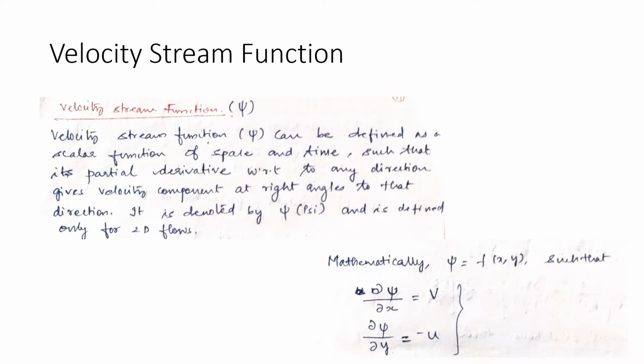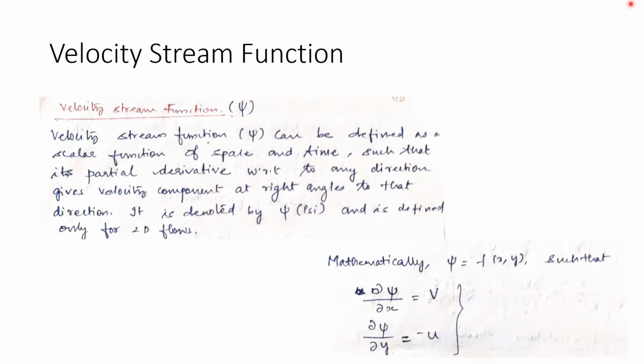Now we will go to the velocity stream function. We have also discussed this velocity stream function. It is nothing but a scalar function of space and time such that its partial derivative with respect to any direction gives a velocity at right angles to that direction. We represent it with the symbol psi. Dou psi by dou x would give the velocity in the opposite direction.